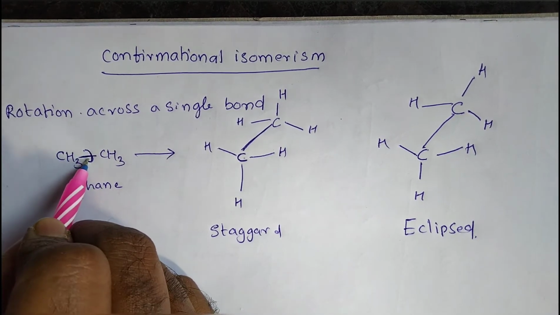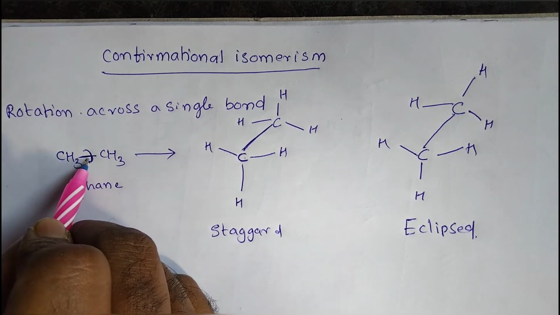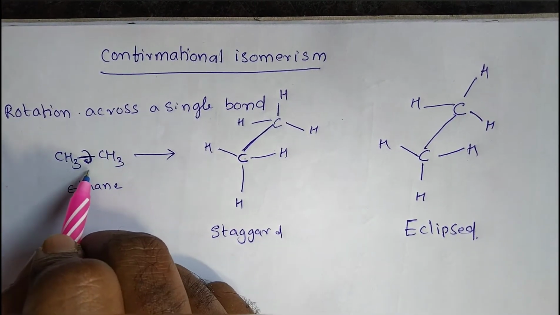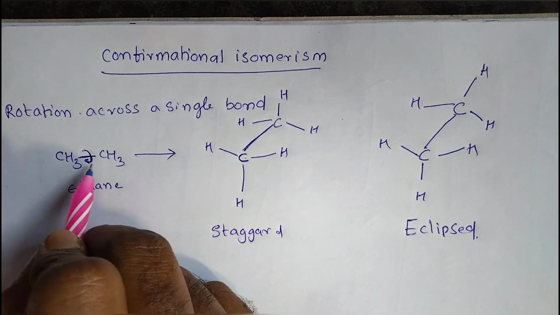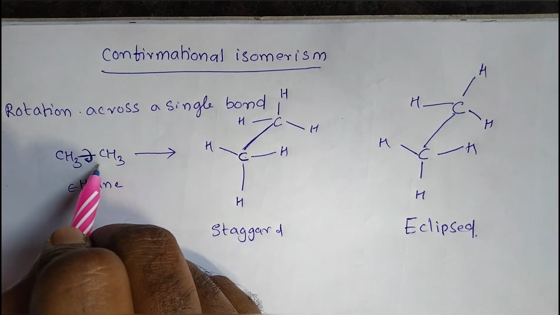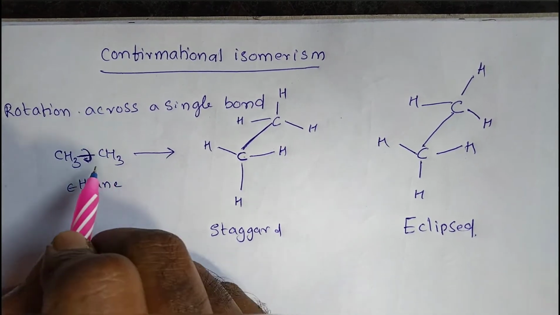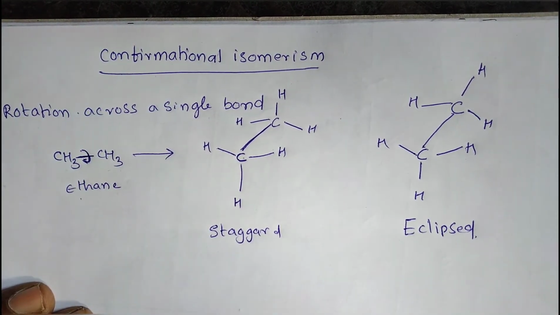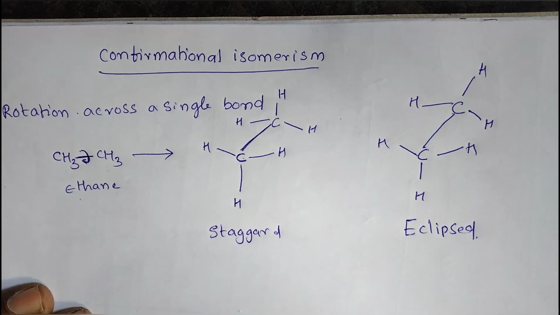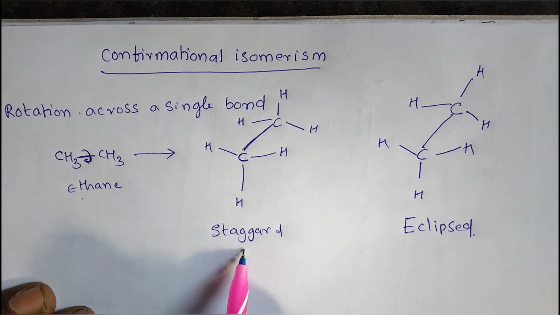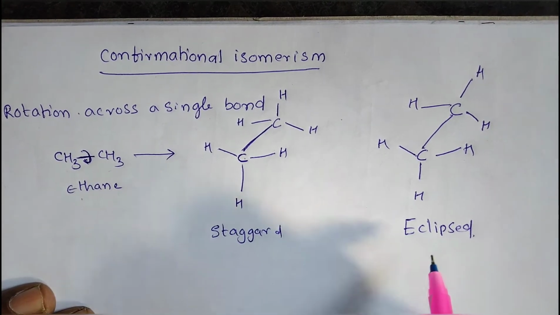By rotation of this single bond, you will get n number of conformers, infinitely many conformers. To rotate this, first we have to write this structure in Sawhorse form. In Sawhorse form we have two forms: one is staggered and the other is eclipsed. Staggered conformer and eclipsed conformer.